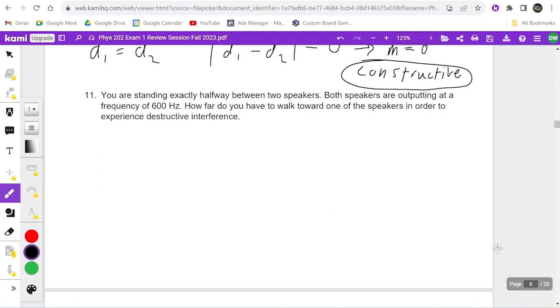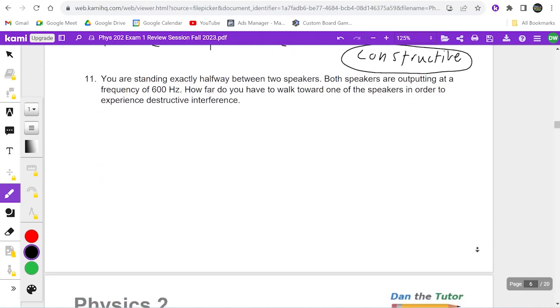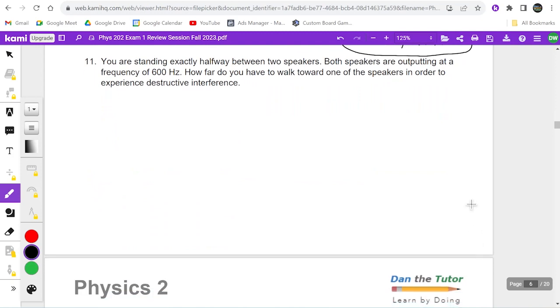Okay. Next we have number 11. Number 11 is another tough one. You are standing exactly halfway between two speakers. Both speakers are outputting at a frequency of 600 hertz. How far do you have to walk toward one of the speakers in order to experience destructive interference? Sounds very similar to a homework question I'm sure you had. It's because I based it on one.